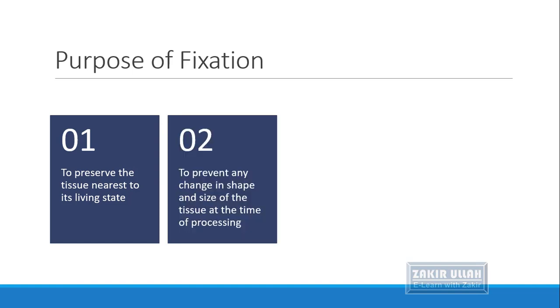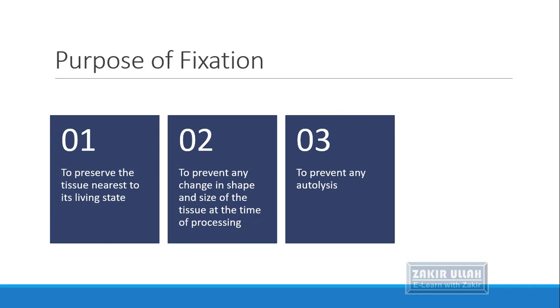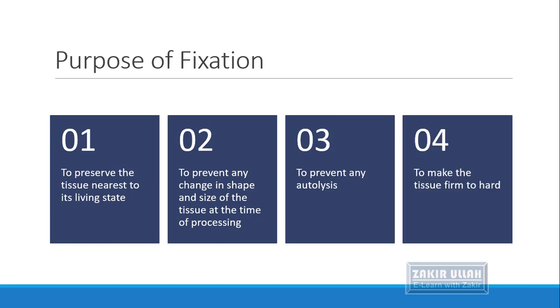The second purpose of fixation is to prevent any change in shape and size of the tissue during the processing and fixation, and all the processes that come after the steps of fixation, to prevent any kind of autolysis that starts after death and after all the enzymes are released from the cell. So to prevent that autolysis, we will perform fixation of the tissue.